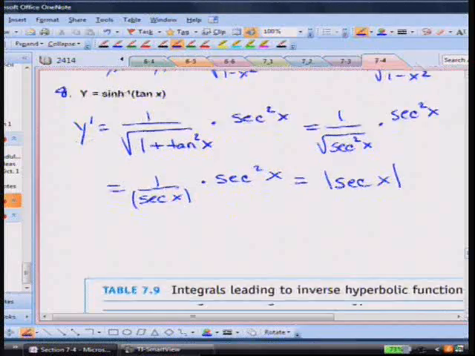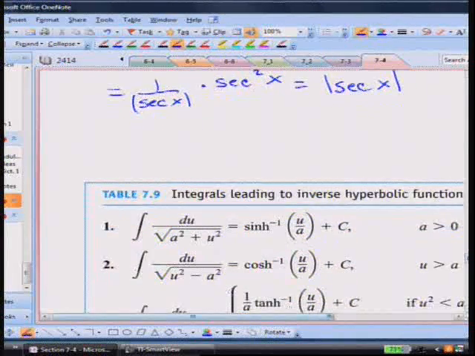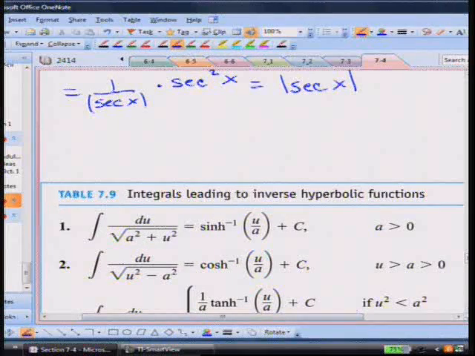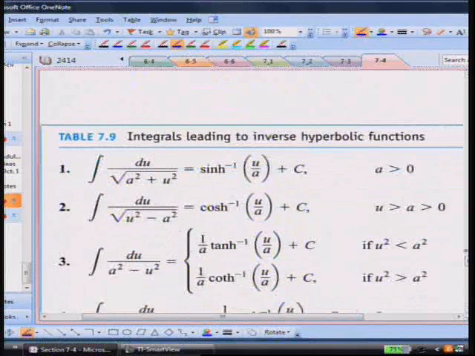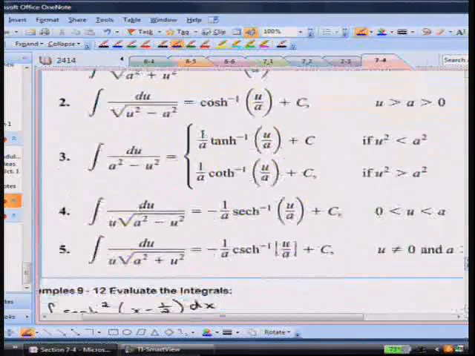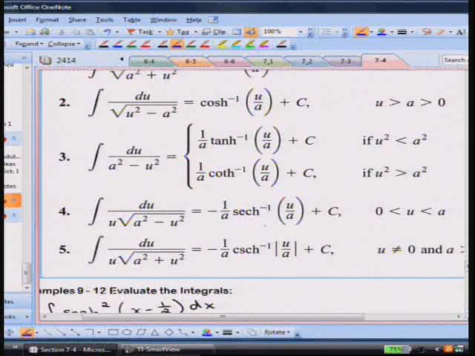Let's try, oh, here we've got integrals leading to inverse hyperbolic functions. If you've got an integral that looks like this, then that's the inverse hyperbolic sine. If you've got one that looks like this, that's your inverse hyperbolic cosine. Here, depending on what u is, here's your inverse hyperbolic tangent. And then this is your inverse hyperbolic secant and your inverse hyperbolic cosecant.